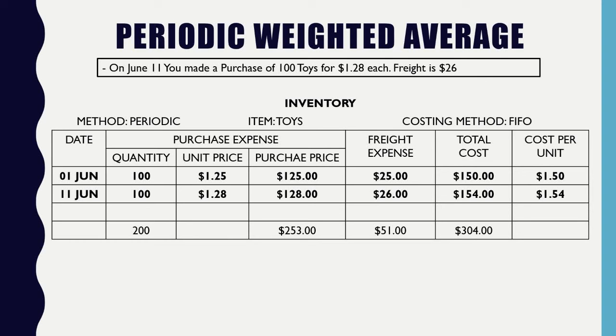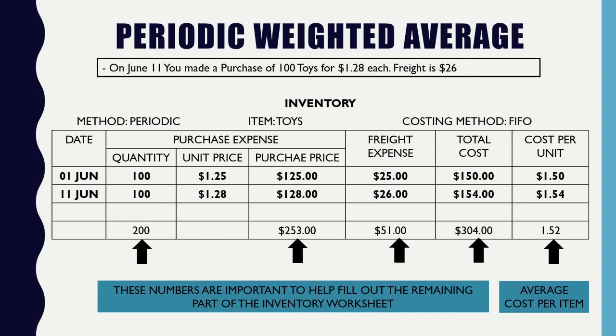$304. So this is where we apply the average cost per item. This is where I'm going to take my total cost of 304 and I'm going to divide it by my 200 items to give you an average cost of $1.52. So as you can see here, these numbers are going to be staying the same. However, the one that we're going to be looking for is my average cost per item.